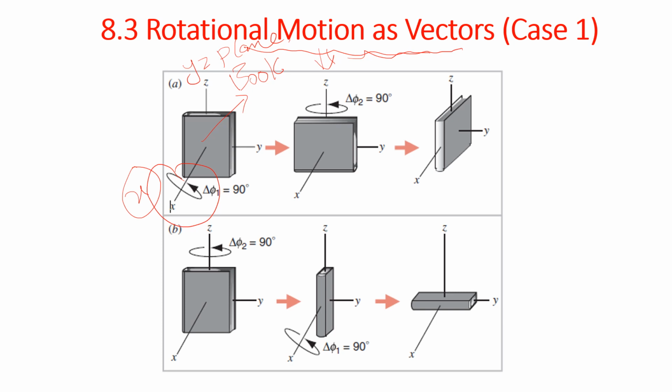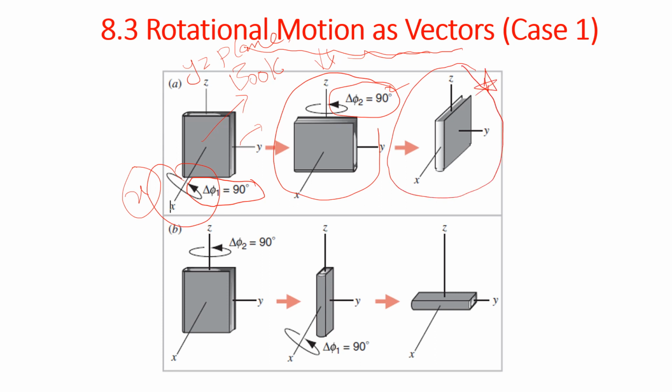In the first case it is rotated by 90 degrees, and then the same body is rotated along the z-axis with a 90-degree rotation. After these two rotations we end up in this position. Now we do the same thing for the second part, but first we do the rotation along the z-axis, and after that we do the rotation about the x-axis. Now we end up with this position.